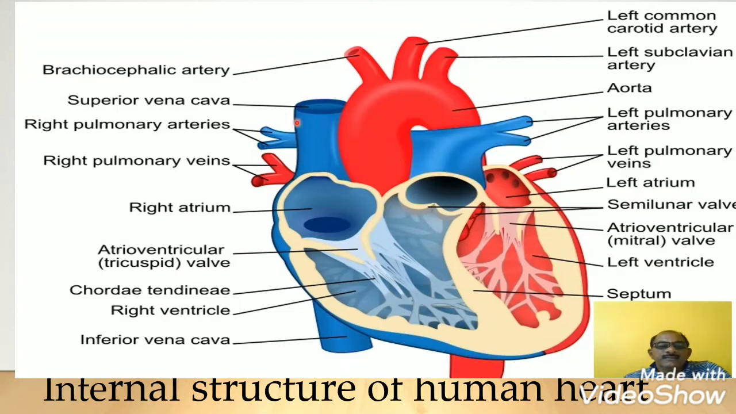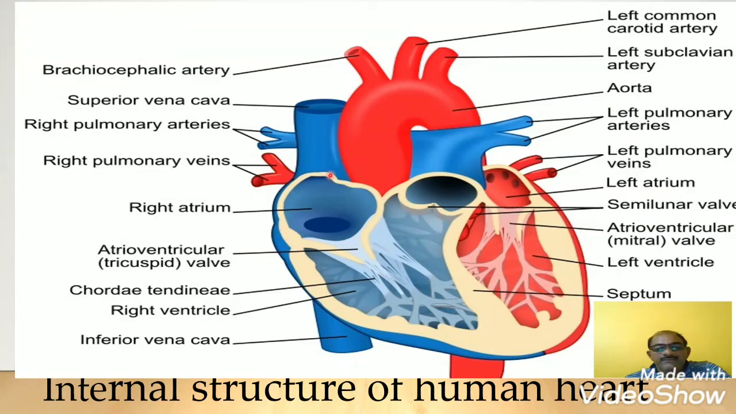Again here in this diagram, superior vena cava is present, inferior vena cava is present, right pulmonary veins, left pulmonary veins, left pulmonary artery, right pulmonary arteries, as well as dorsal aorta, brachiocephalic artery, left common carotid artery, left subclavian artery, then tricuspid valve, bicuspid valve. Those parts are seen in this internal structure of human heart. So one by one we will study the details.